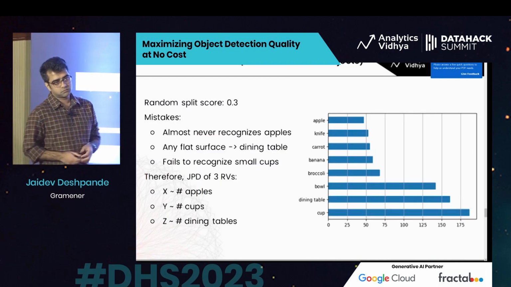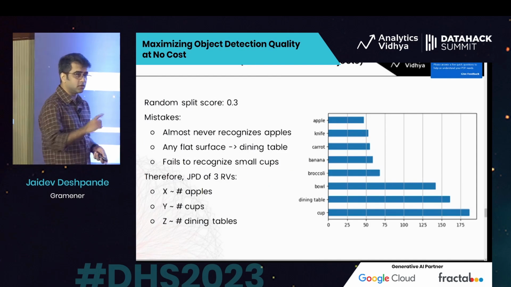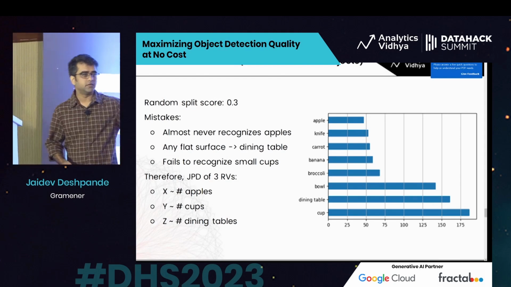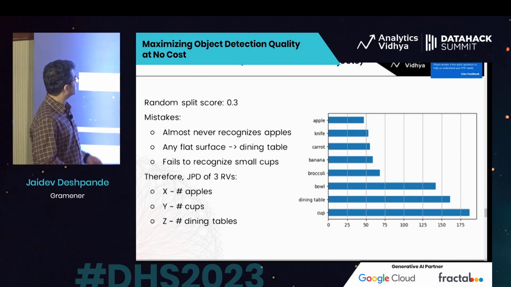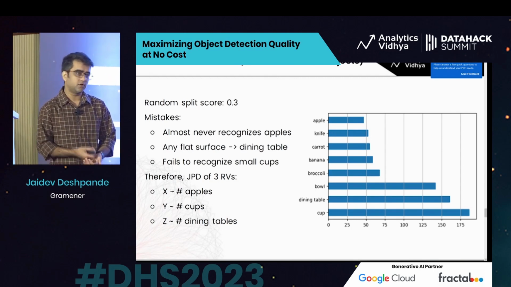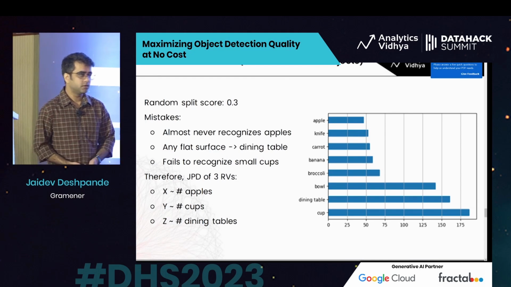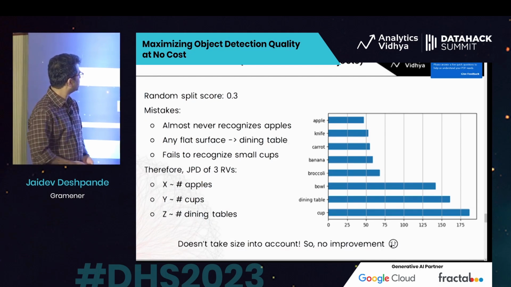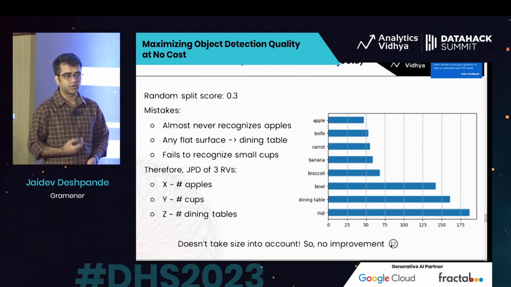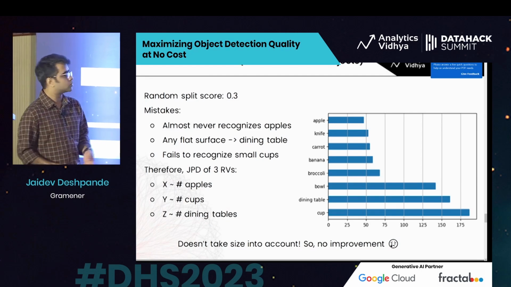So 3 random variables over here. Earlier we had 2, now we have 3, where one RV is just the number of apples, the second is the number of cups, and the third is dining tables, right? How many cups do you have? How many apples do you have? How many dining tables do you have? When we do that, it doesn't take size into account, so absolutely no improvement. It stays at 0.3, right? What else could we do?